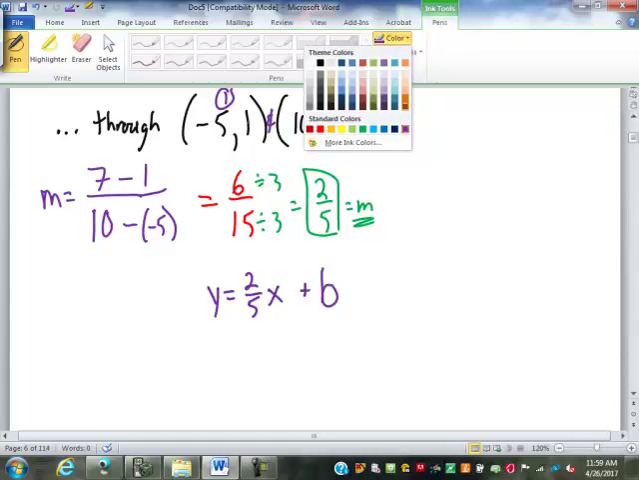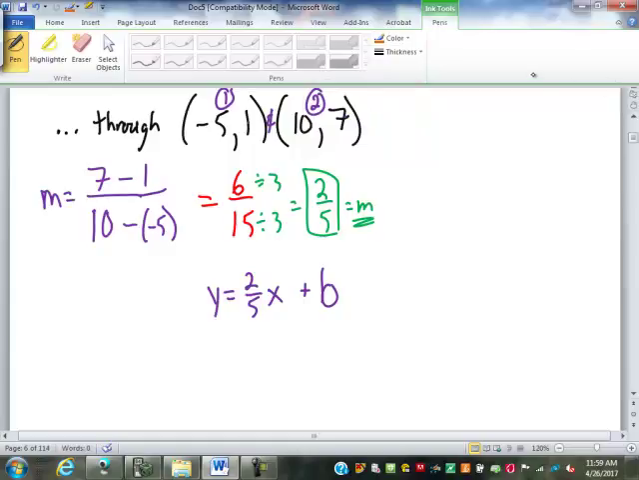Now again, we can choose either point. It doesn't matter which. I'm going to choose the second one here because I don't want to work with the negative. Doesn't matter. I could use that one if I wanted to. So what number is going to go in for y?